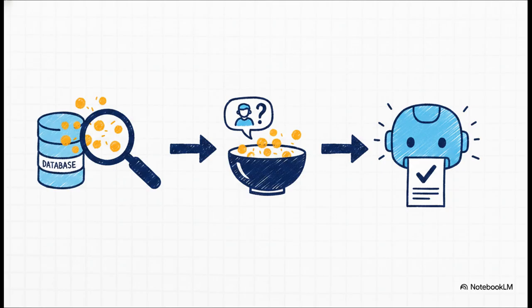Next up is augmentation. We take those retrieved chunks and we merge them with the user's original query. But we don't just mash them together. We use structured prompt templates that include very strict system instructions for the AI.